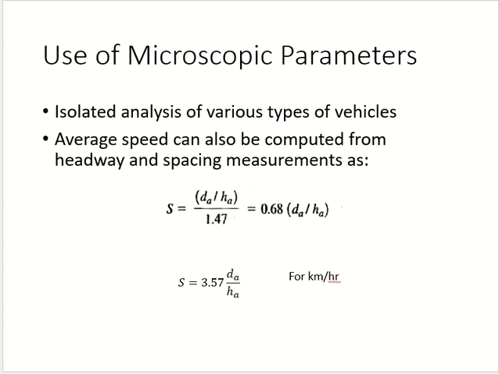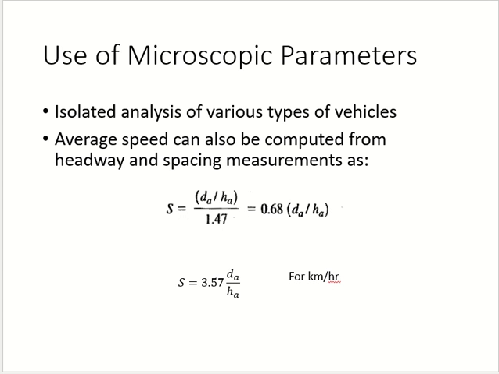Then there was this question, where do we use spacing, where do we use headway, and so on and so forth. So you can see one application. If I give you spacing, you can give me what? Density, right? So spacing is microscopic, density is macroscopic. If I give you headway, you can give me what? Flow rate. Again, one is microscopic, the other one is macroscopic. So microscopic parameters can be used to calculate the macroscopic parameters. This is one application.